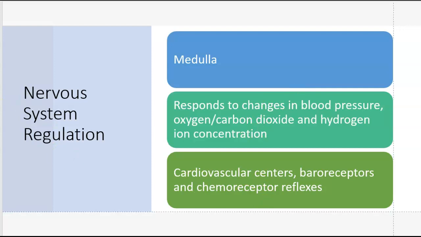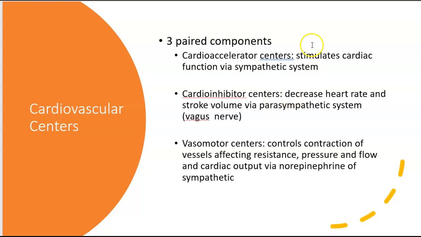Starting with the cardiovascular centers, there are three paired components. There's the cardioaccelerator centers, and these are going to stimulate cardiac function via the sympathetic nervous system. There's the cardioinhibitor centers, and these are going to decrease heart rate and stroke volume via the parasympathetic system, specifically through the vagus nerve. And then the vasomotor centers, which are going to control contraction of vessels, affecting resistance, pressure, and flow, and cardiac output via norepinephrine of the sympathetic nervous system.